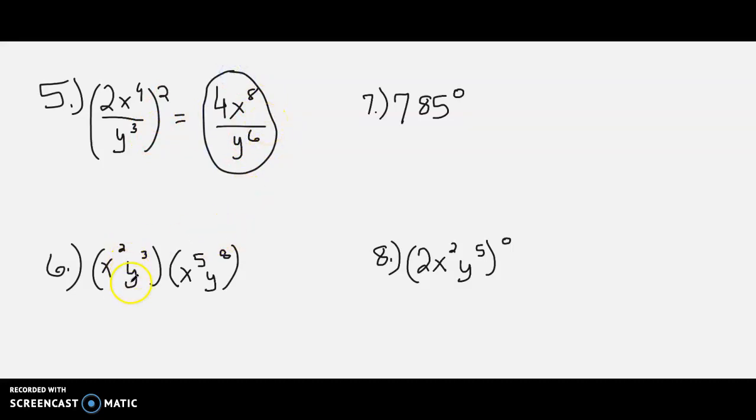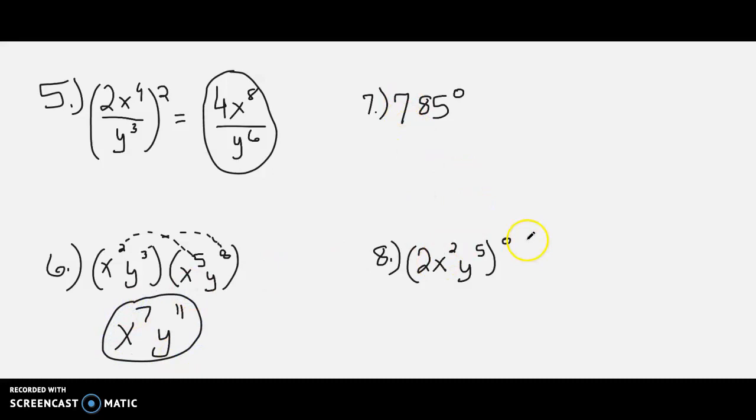For number 6, now we have powers that are being multiplied. When you multiply powers, the exponents get added. So this becomes x to the 7th, y to the 11th. The 2 and the 5 get added. The 3 and the 8 get added. Alright, so that's number 6.